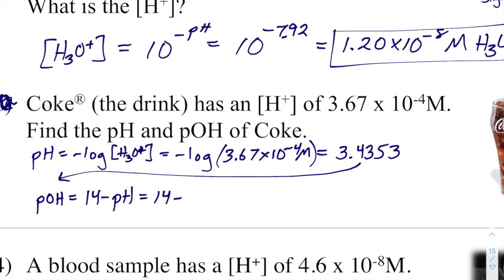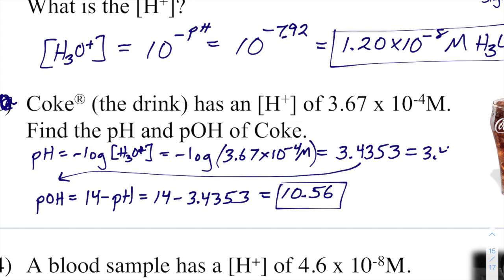So that's 14 minus 3.4353, which is going to be 10.56 as my pOH. I would have had 2 digits after the decimal in this answer, and so I can keep 2 digits after the decimal when I subtract. So this is 3.44.